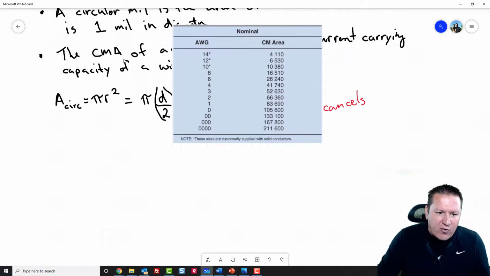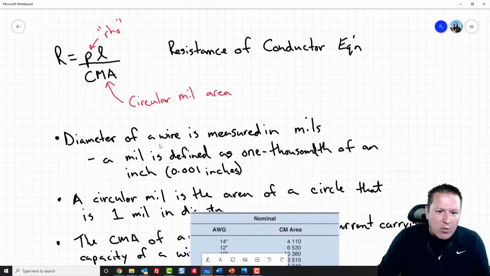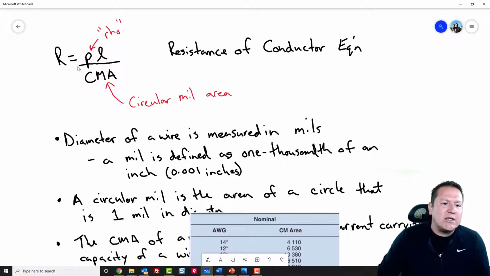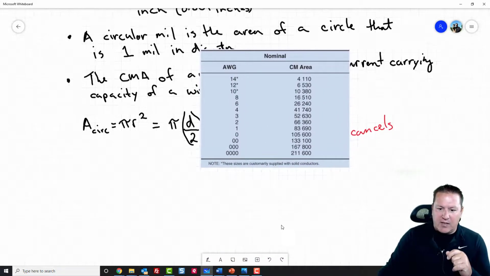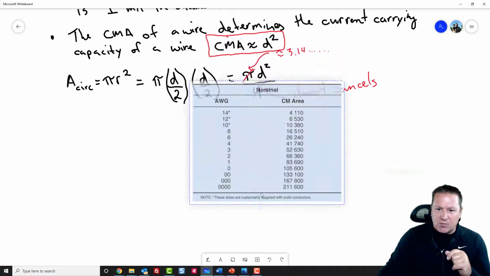So remember, before I do that, let's just review here. Our resistance of a conductor equation is equal to the resistivity of the conductor, which we haven't talked about too much yet, which is the Greek letter rho. It's not a P, it's the Greek letter rho, multiplied by the length of that conductor, divided by the circular mill area of that conductor. Okay, great. I think we're doing it some justice now.